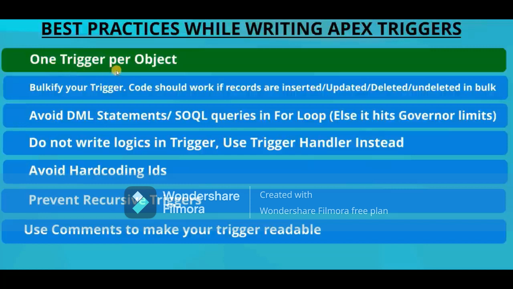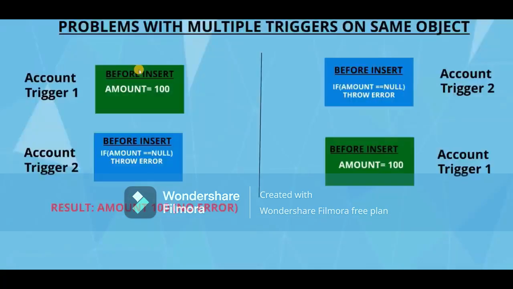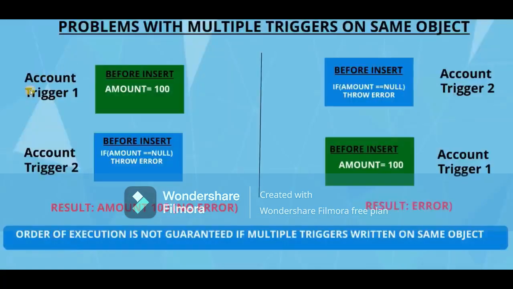The first best practice is one trigger per object. Let's say in our previous scenario, we have written all our 7 or 8 scenarios in one trigger itself. We should be doing that in one trigger. All our logic has to be kept in one trigger. Salesforce will still allow you to put it in multiple triggers, but do not do that. The reason is, let's say we have two triggers on account, trigger 1 and trigger 2. In the first trigger, we have written on the before insert event that amount has to be pre-populated with 100.